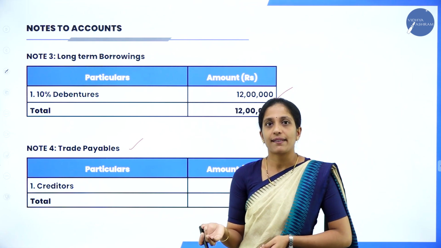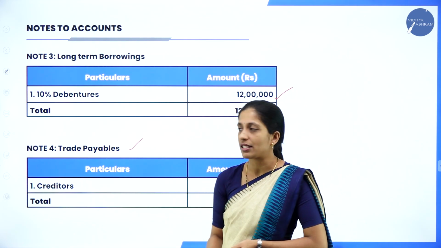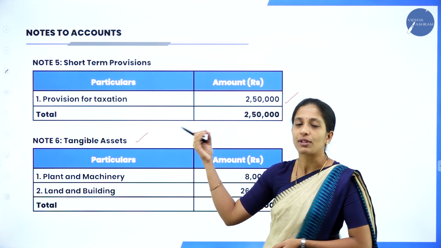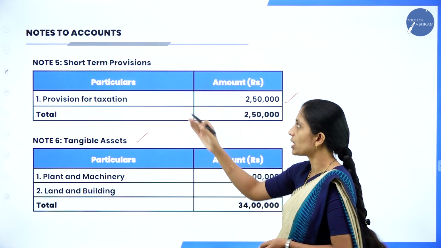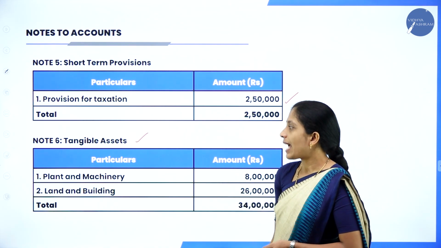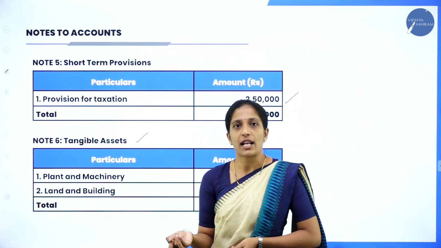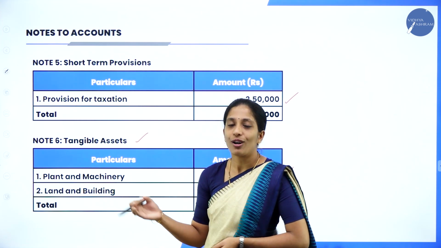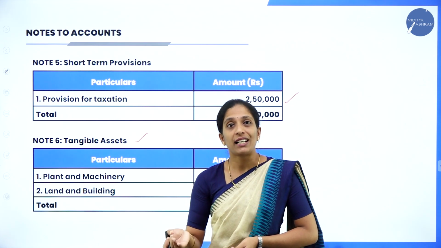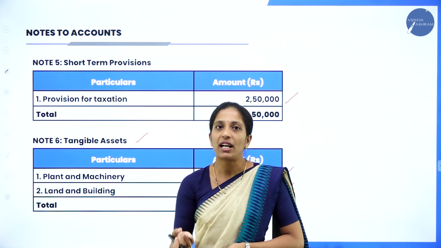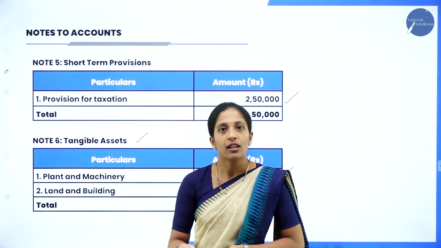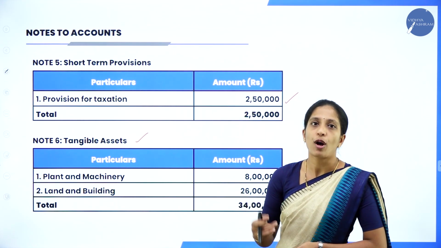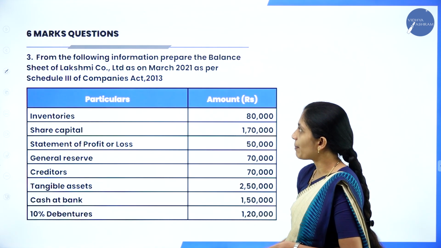When we come to trade receivables, it will be debtors and bills receivable. Next, short-term provisions: whatever provision relating to taxation or any other provisions comes under short-term provisions. Tangible assets, you can easily identify: plant and machinery, building, furniture, land, all these are tangible assets. Coming to intangible assets, we have goodwill, patents, copyright, trademark. All these are intangible assets. So wherever necessary, we have to prepare a proper note for it. Okay, so this is about the problem.